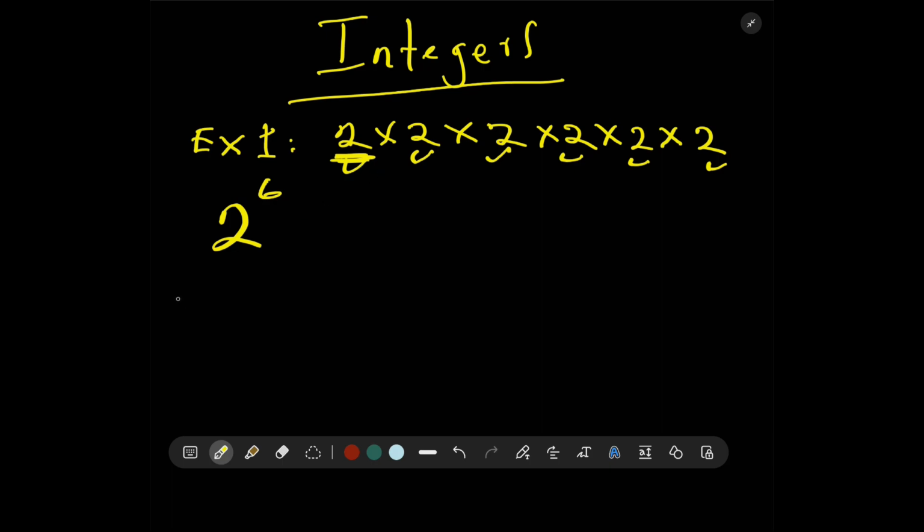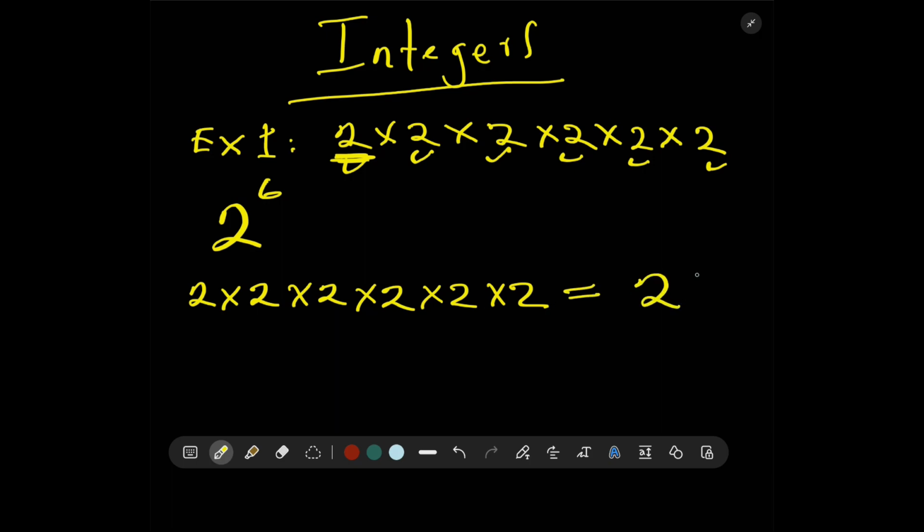So when we have 2 times 2 times 2 times 2 times 2 times 2, instead of writing all this out, we're going to write it as 2 raised to the power of 6. And when the time comes, you would know what this is, because 2 times 2 is 4, right? But we're not worried about calculating these numbers right now. We're just worried about how we write exponents. Okay, let's do another example. I'm going to call it example 2.